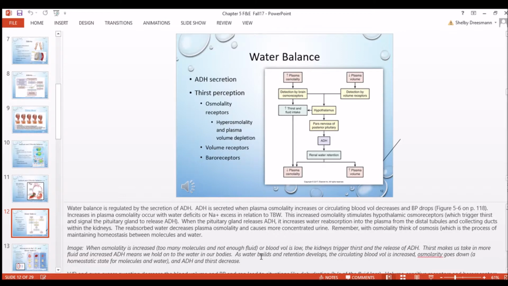So this causes us to make more concentrated urine because rather than having watery urine, we're just getting rid of that urea and ammonium and all of that because we pulled most of the water out of it. When osmolality is increased or blood flow is low, it triggers thirst and the release of ADH. Thirst makes us take in more fluid, and increased ADH means we hold on to more of that water we take in. As water builds, retention develops, blood volume is increased, and osmolality goes down. ADH and thirst then decrease the more water we get in. So once our body's happy, that ADH is going to decrease and thirst is going to decrease because we can figure out that we're hydrated now.